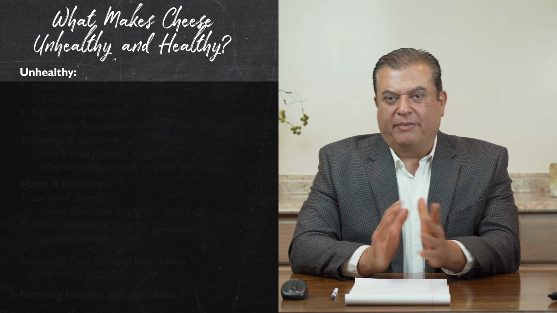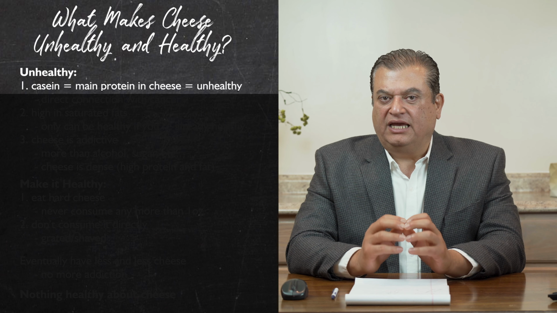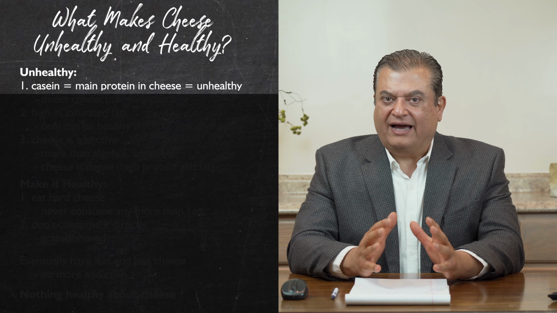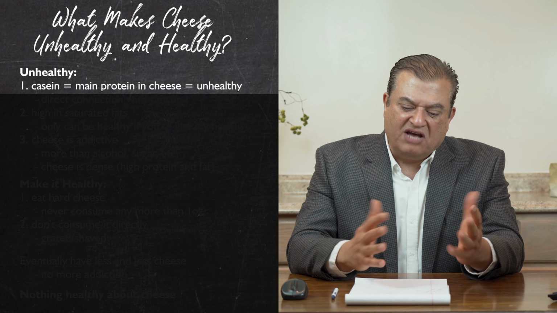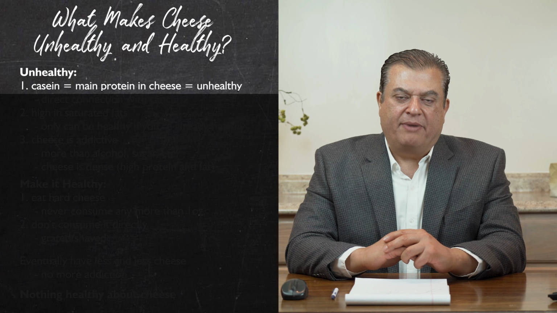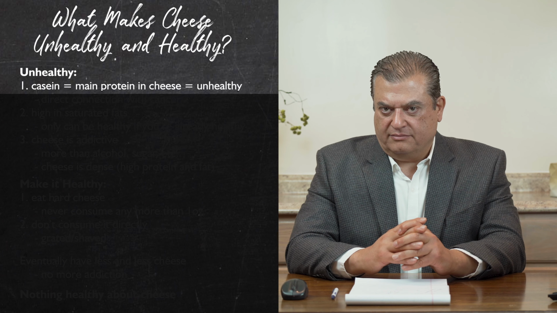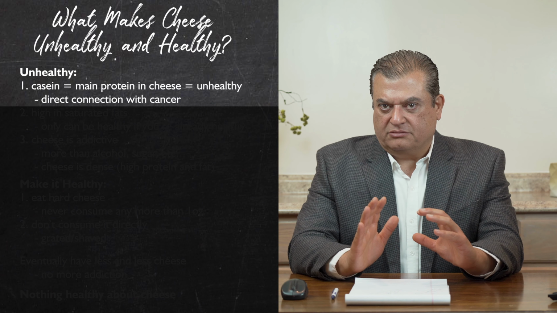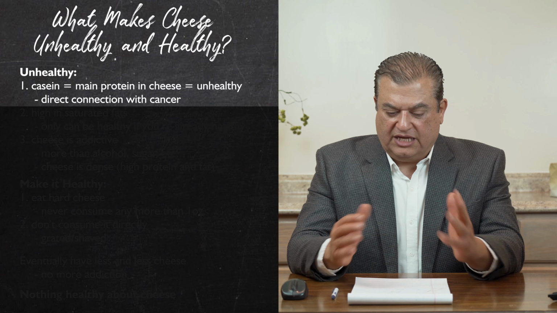Well, the main protein in cheese is called casein. Casein is the main protein in milk. And now we know for a fact. In the past, we did not know for a fact. We had some doubts about whether or not casein is healthy. Now we know for a fact it's not healthy. There's a direct connection between casein and cancer. Okay? So that is something that everybody should know. That's one.